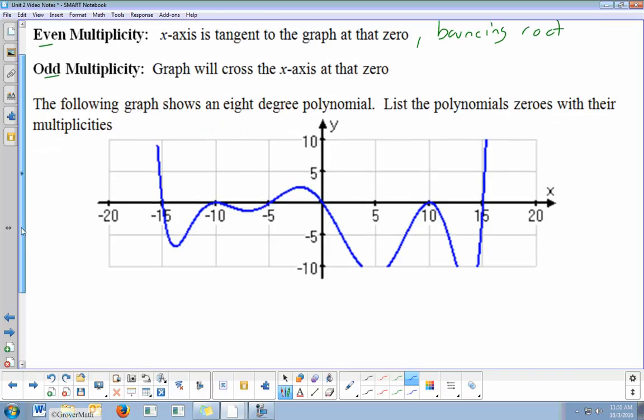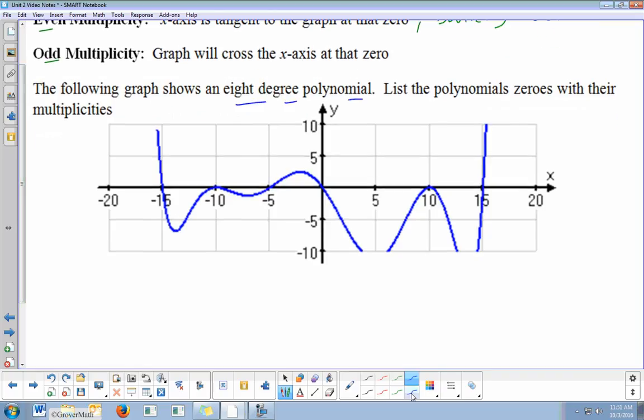This graph right here is an 8-degree polynomial. And we want to list the zeros with the multiplicities. So what we see here is we have a zero of x equals negative 15. We have negative 15, negative 10, negative 5, 0, 10, and 15. So that's a total of 6 roots, but we're degree 8. And so what that means is some of them must have a multiplicity of greater than 1. And we could tell that this is bouncing here, right? The graph is coming and bouncing off the x-axis, not crossing. So that means that that has at least multiplicity of 2, because it's bouncing.